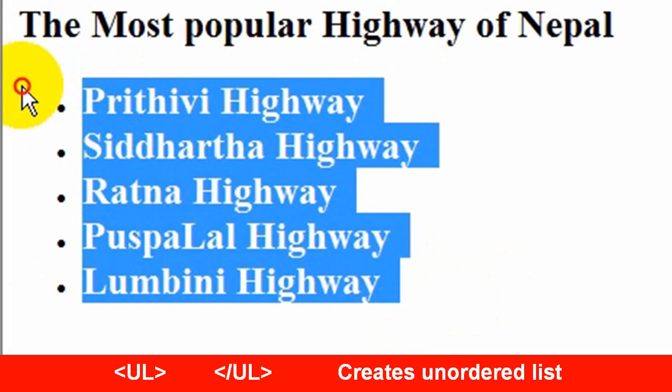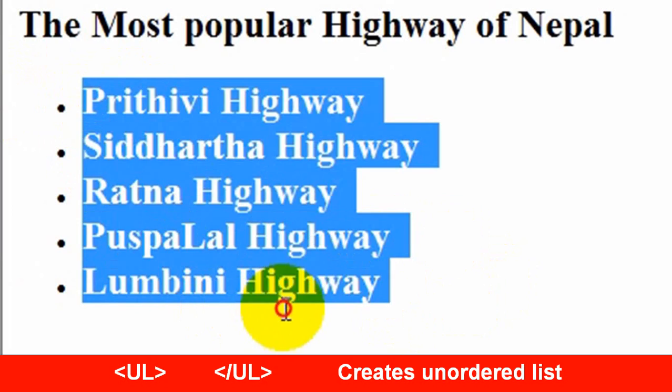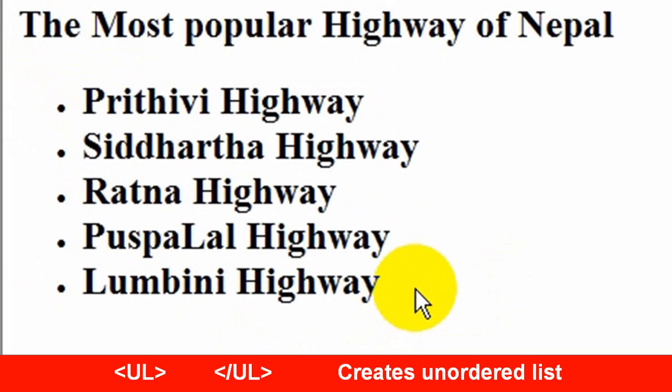So this type of style is called an unordered list. Here you don't see any type of order. You don't see which one is first or which one is second, any order here, but in the ordered list you can see the order format. That is the difference.